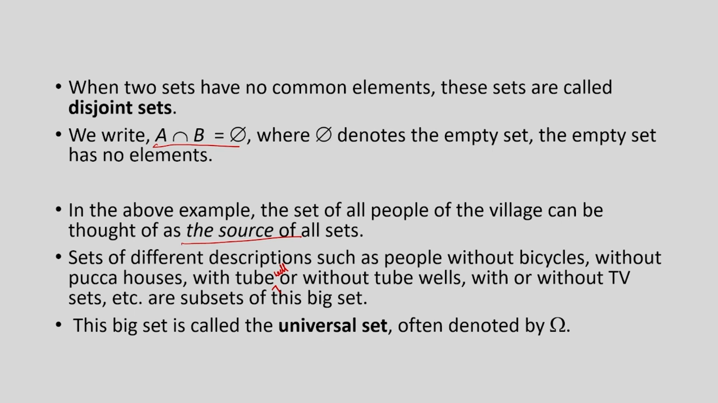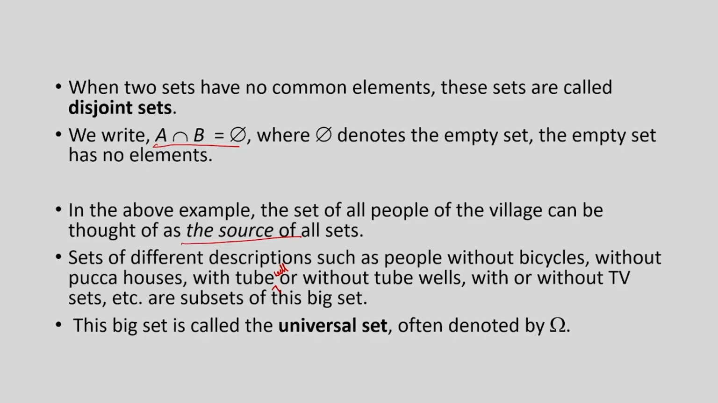village, and we can think about other kinds of sets also which can come from this big set. For example, people who are literate in this village, for example, people who belong to a particular caste in this village. So, those will be different sets that one can think of. This big set is called the universal set, often denoted by this sign. This is called the gamma sign, the capital gamma sign in the Greek alphabet. This is called the universal set.